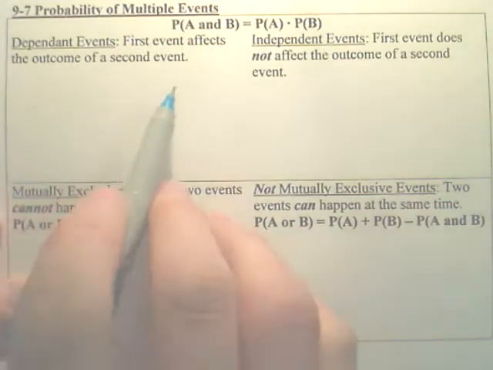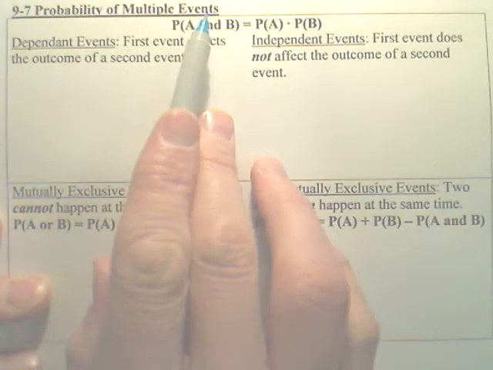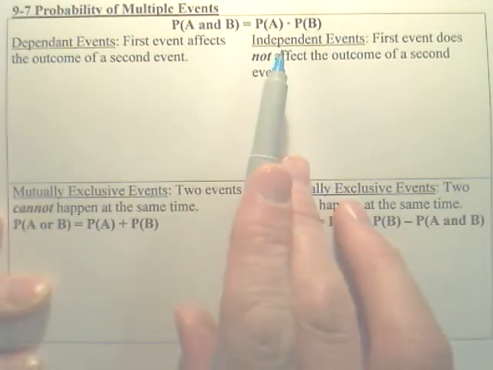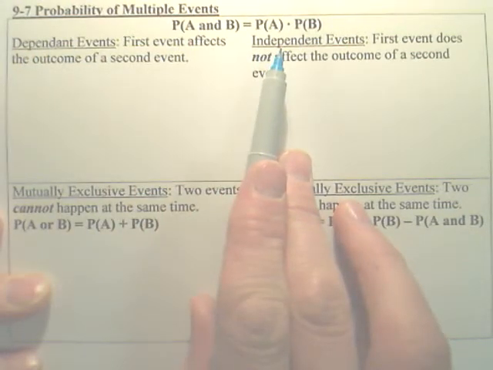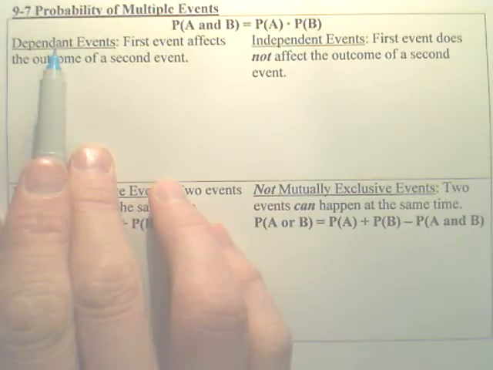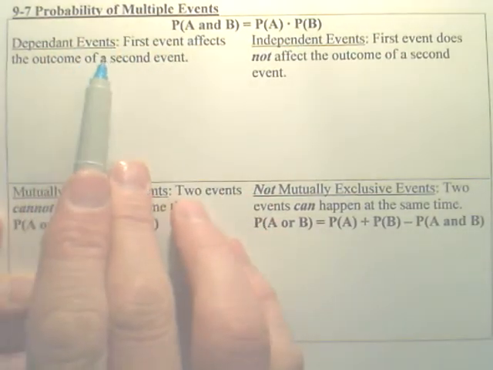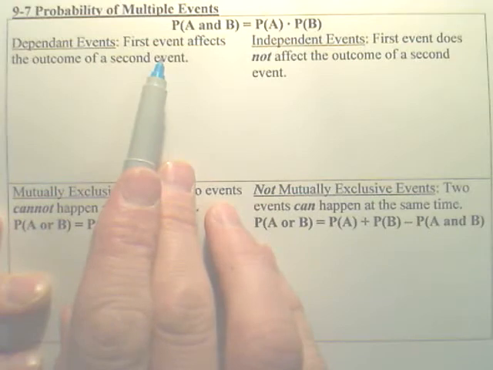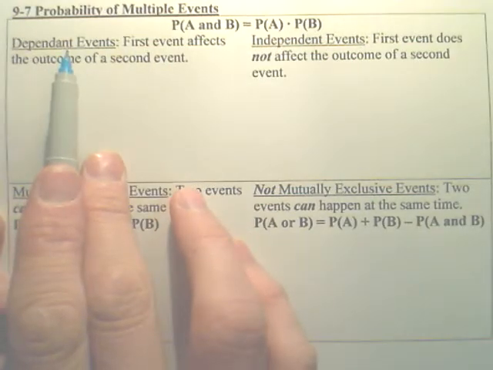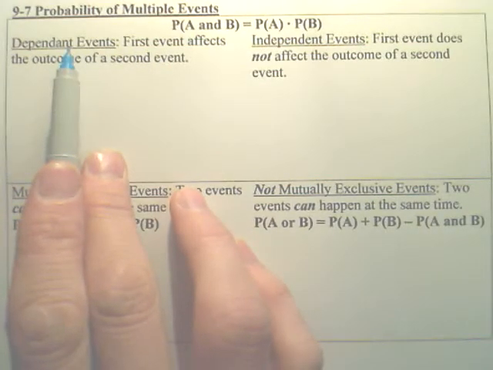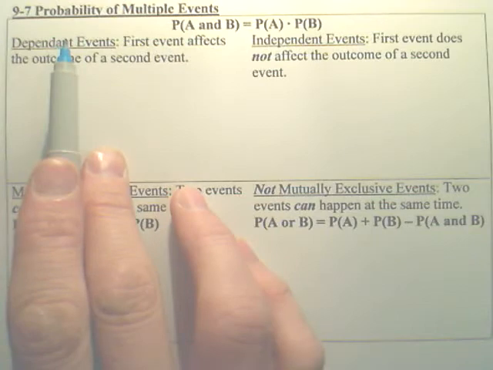Alright, you guys. Probability of multiple events. Dependent events, independent events. Dependent events are when the first event affects the outcome of the second event. You're basically doing two things. You're pulling out two cards out of a deck. When you pull out two cards out of a deck, doesn't the second card get affected by the first card? Because once you pull out one, doesn't the second one have fewer cards to choose from?